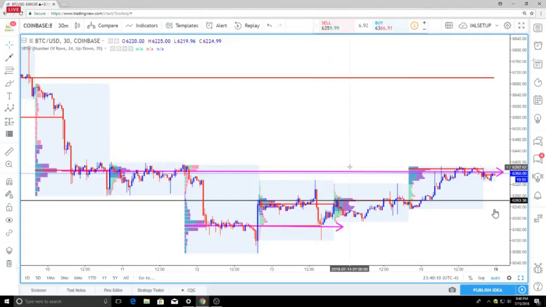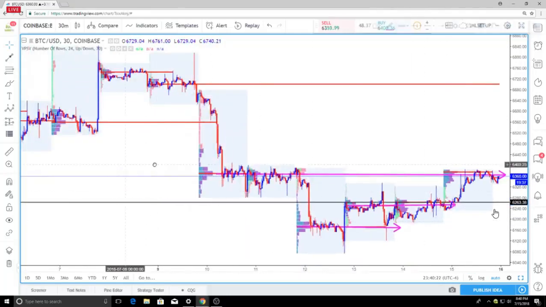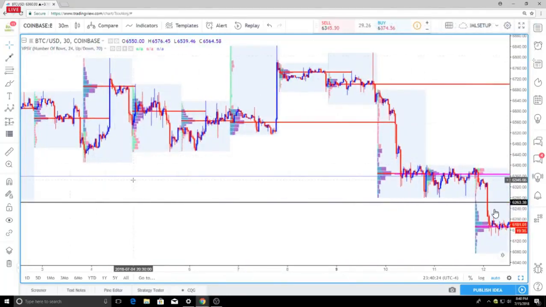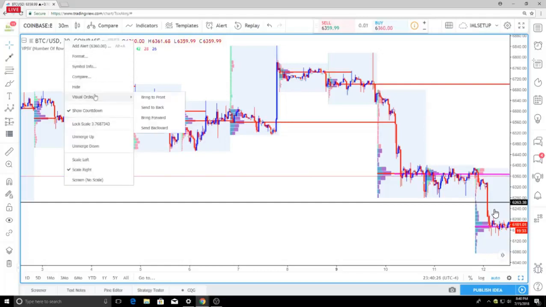The markets love looking at prior areas of volume or value. Notice how this market acts around there. So let's go back. Maybe even look at the 60-minute charts.